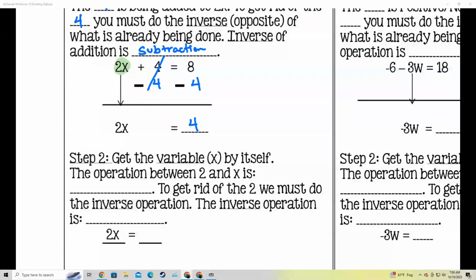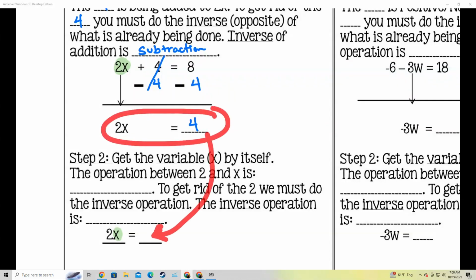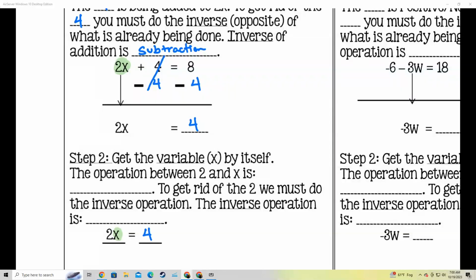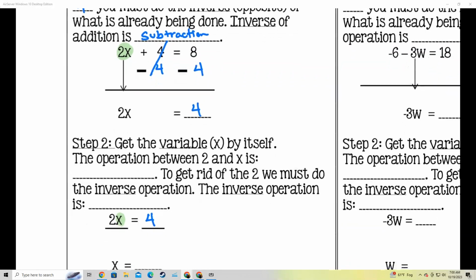Now that I got the 2x by itself, step 2 is to get the variable x by itself. By the way, right here, they told me that 2x is equal to 4. So let me just go ahead and bring that down. I know that 2x is equal to 4. I don't like that they do that, but they do it, so that's fine. So I'm going to get the x by itself.